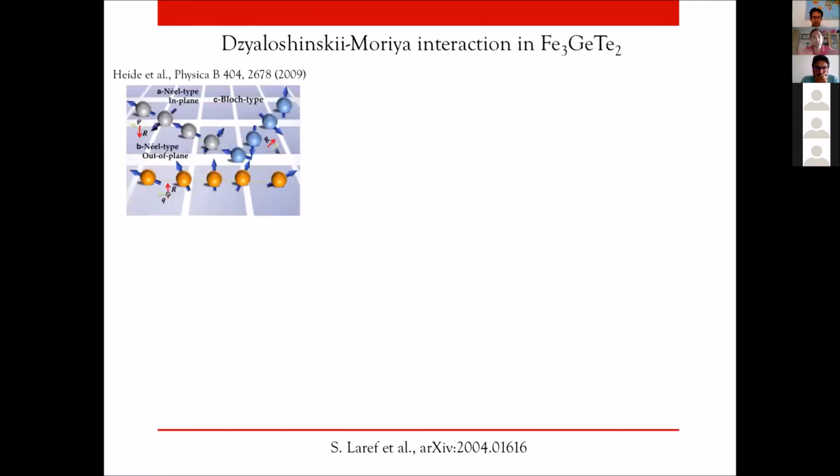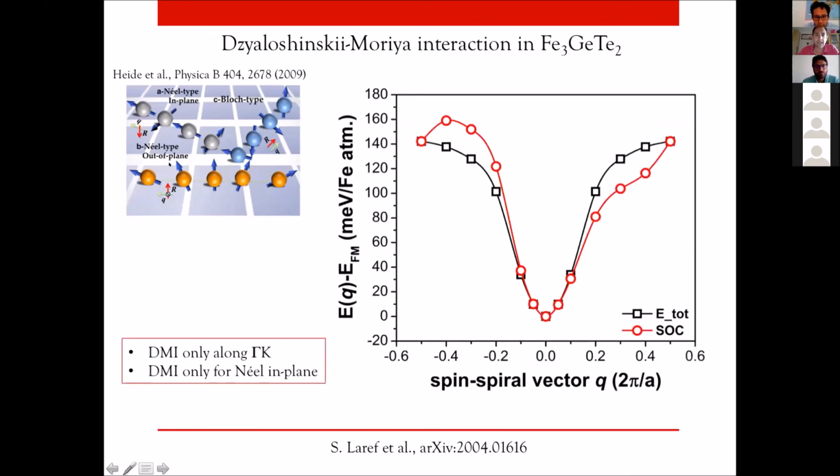Now, what we did is, of course, calculate. So we took the same system and we calculated the Dzyaloshinskii-Moriya interaction using the spin spiral, the generalized Bloch theorem from the Jülich group. And we did it for the Néel type in-plane, the Bloch type spin spiral, and the Néel type out-of-plane spin spiral. What is interesting is that we got Dzyaloshinskii-Moriya only along one particular direction of the crystal, the gamma K direction. And we only got it for the Néel in-plane spin spiral. The Néel out-of-plane spin spiral, which is the one that should reveal the interfacial kind of Dzyaloshinskii-Moriya interaction, doesn't give you any Dzyaloshinskii-Moriya, only the in-plane spin spiral.